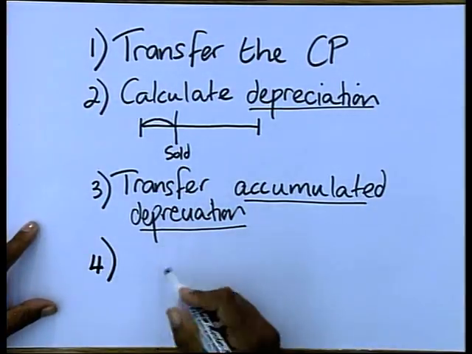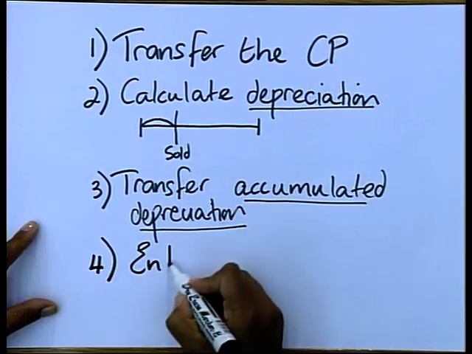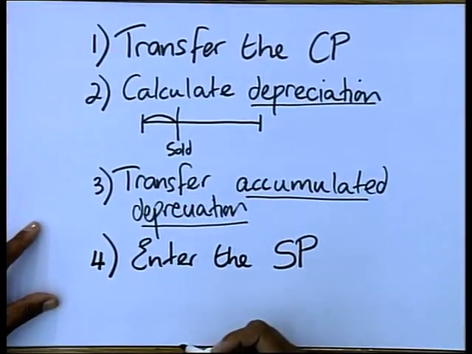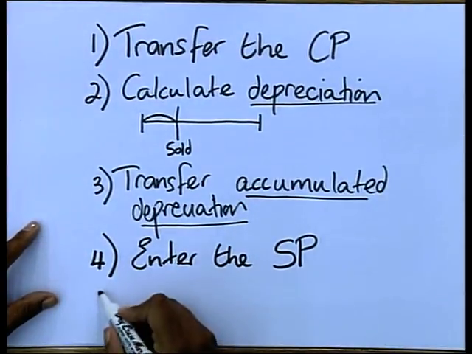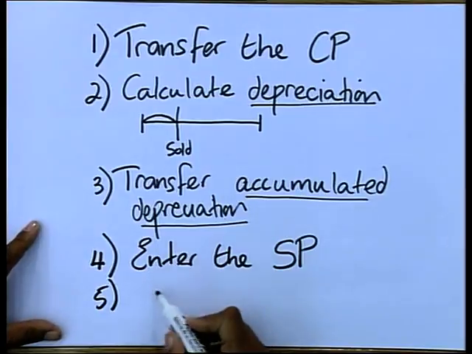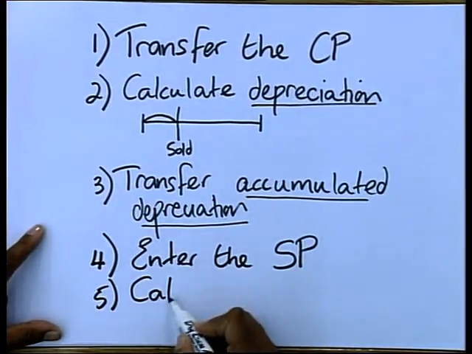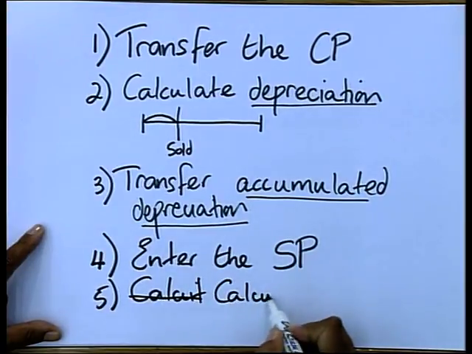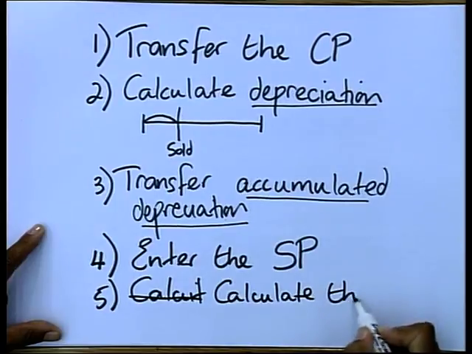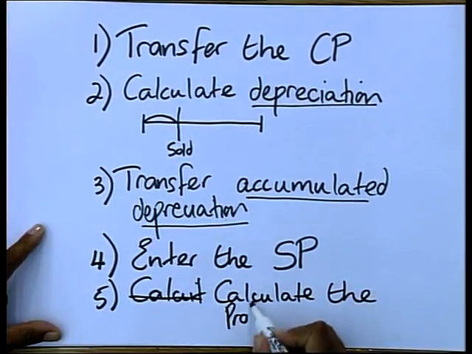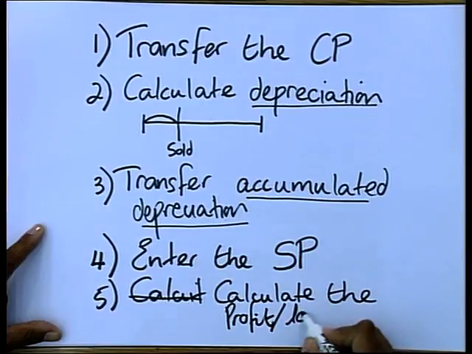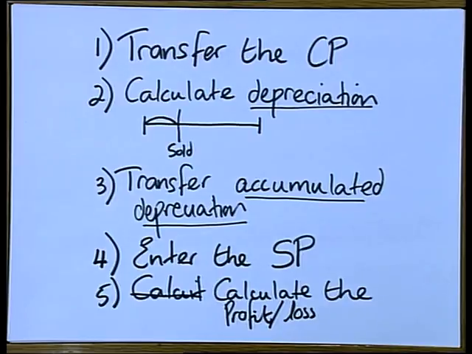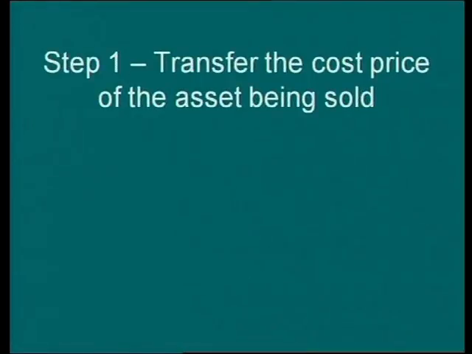Then we said step number 4 was enter the selling price. Now that we know the selling price, now we enter the selling price. And then step number 5, learners, was to calculate the profit or loss. Okay, these are very, very important key steps. So let's look at our PowerPoint once again, and I'm going to go very, very slowly.